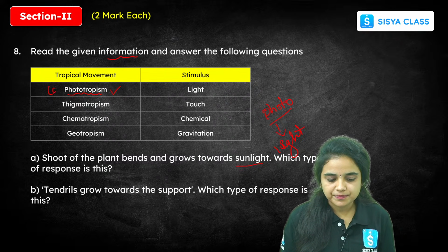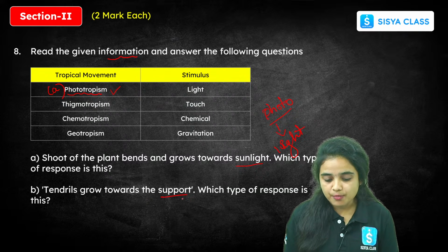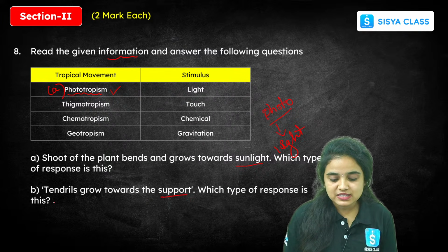That is A. And coming to B: tendrils grow towards the support. Which type of response is this?